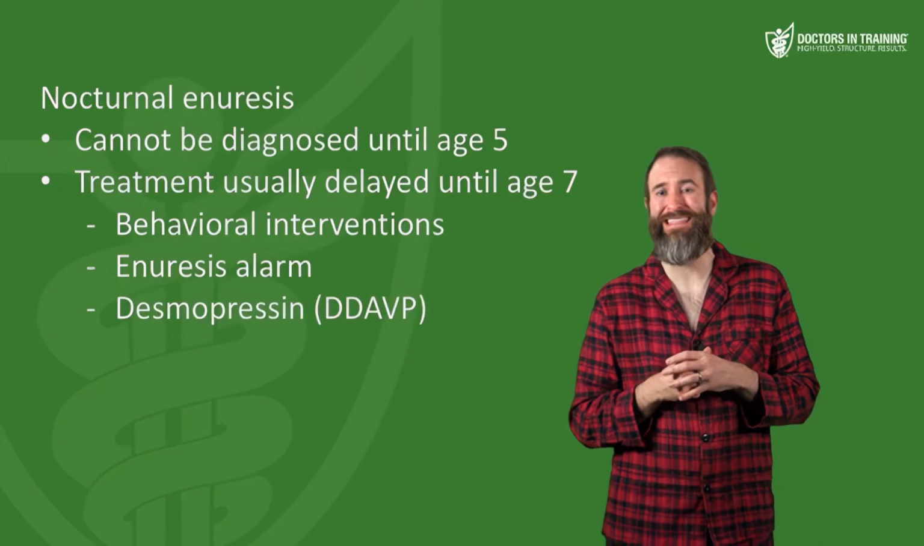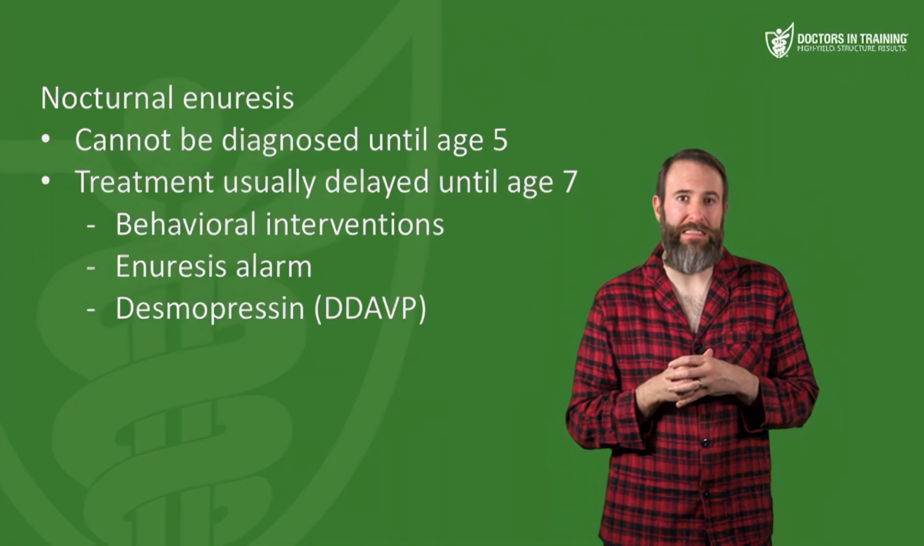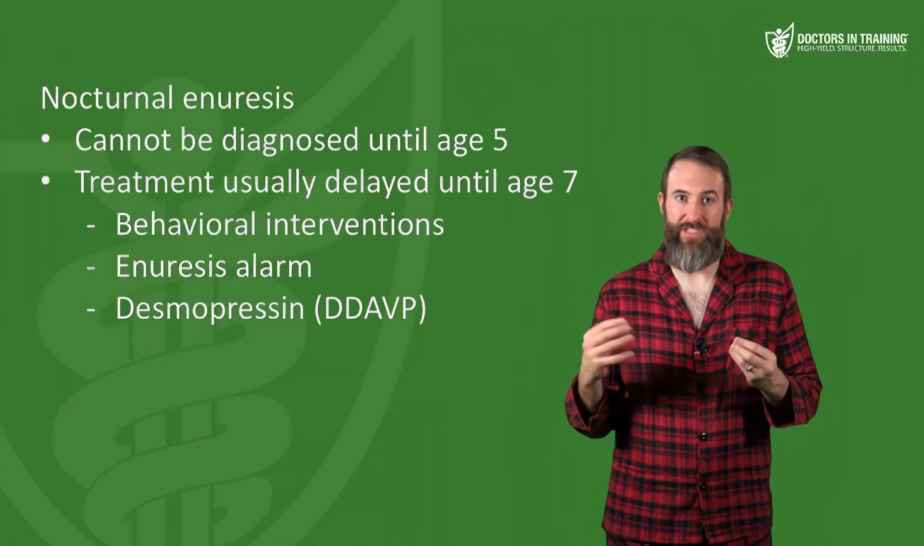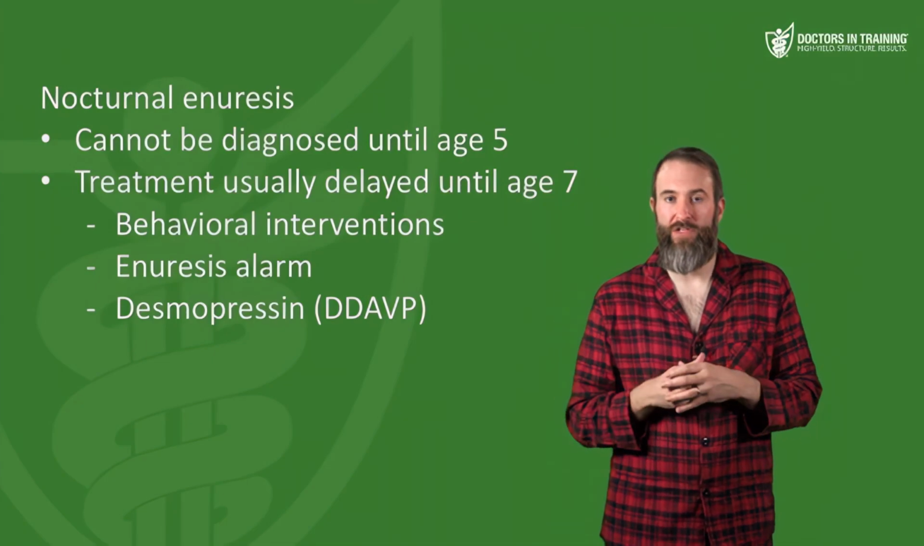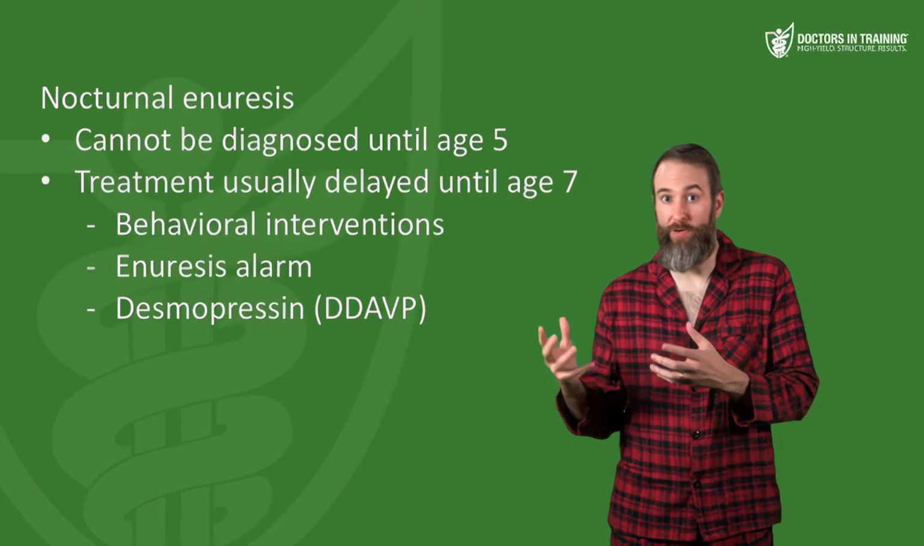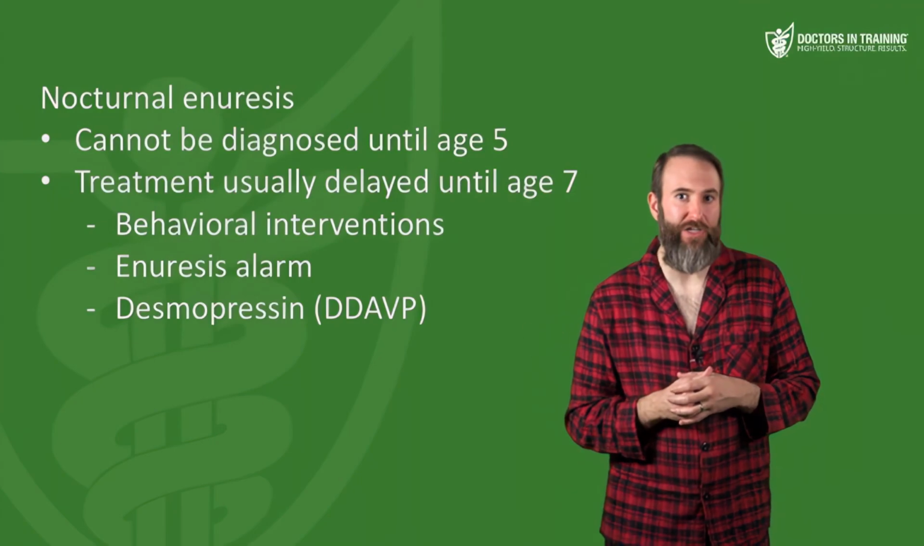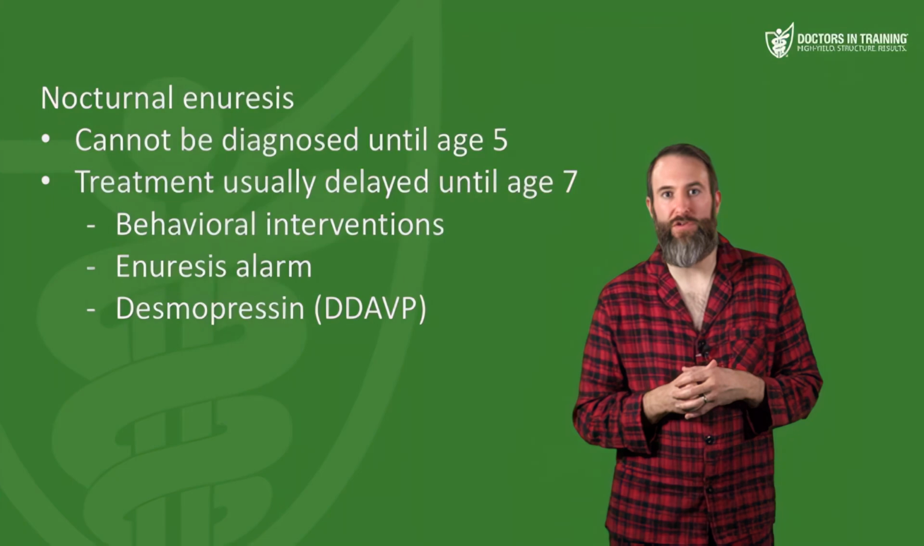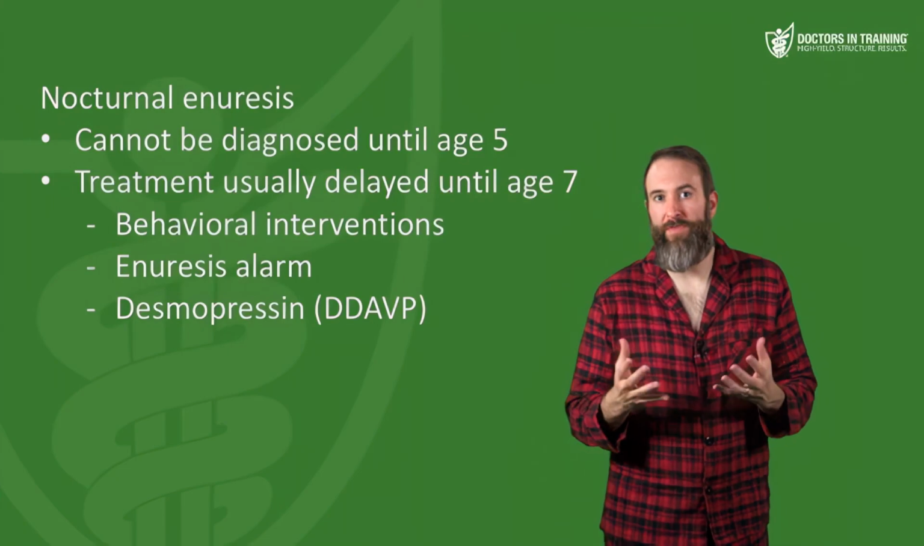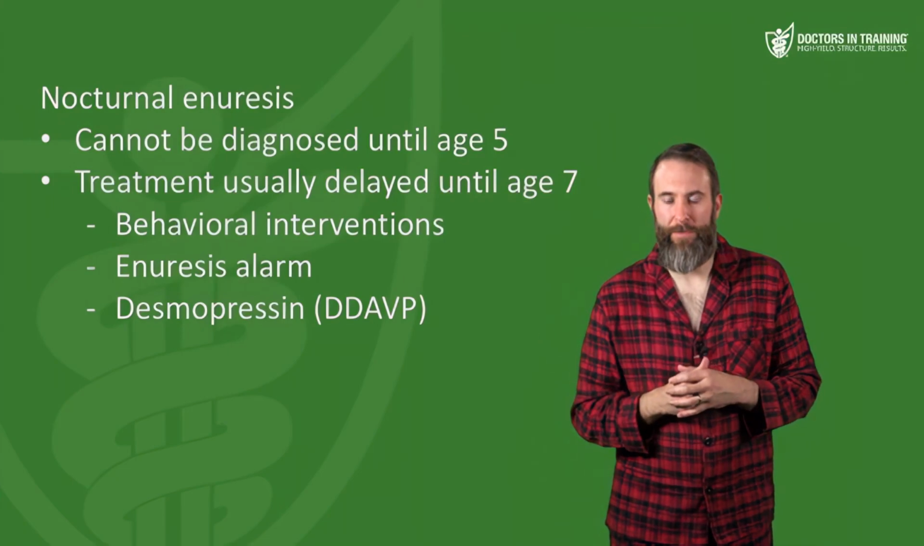Desmopressin, also referred to as DDAVP. This is given orally. So what is this? Well, this is just anti-diuretic hormone. So what does that do? Well, it causes antidiuresis. So it decreases the need to urinate. And this is usually used first line, but again, as soon as you stop the med, the enuresis generally returns.